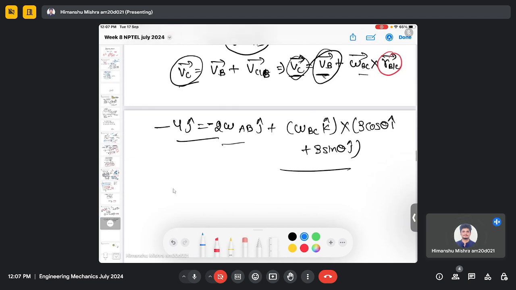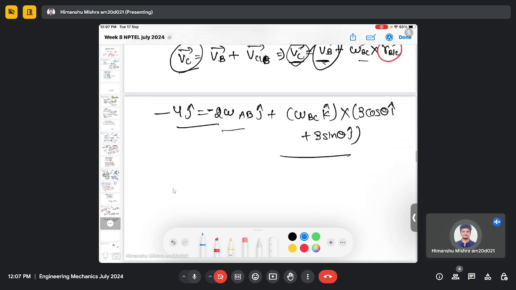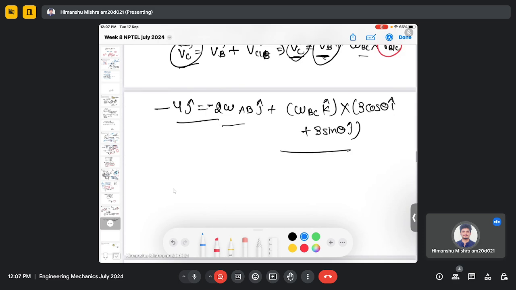So as we discussed in the previous problem, you are actually taking the cross product of the k vector with the i and j vectors. If you take the cross product of k with i cap, you will get the j component. If you take the cross product of k with j cap, you will get the i component, right?